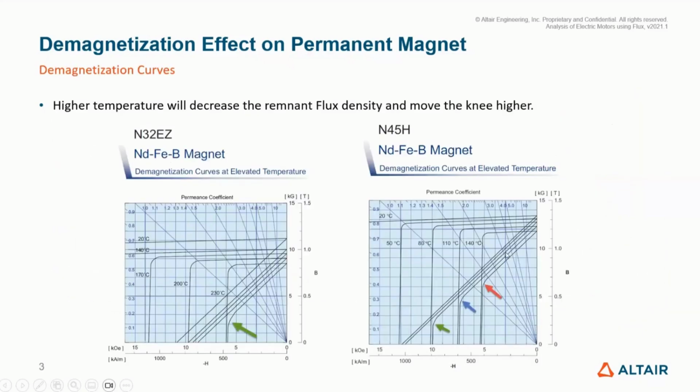In the next slide, we'll be seeing the effect of demagnetization with respect to temperature in two examples, an N32 magnet and an N45 magnet. As you can see on the screen, as the temperature increases, the knee point is shifted higher. This is one of the effects of temperature in the second quadrant and can be represented using the demagnetization curves.